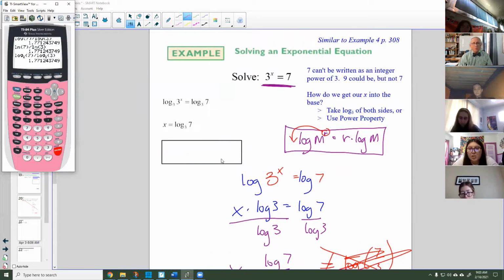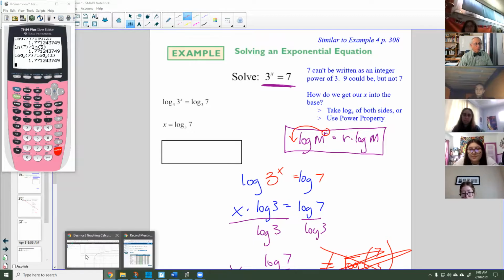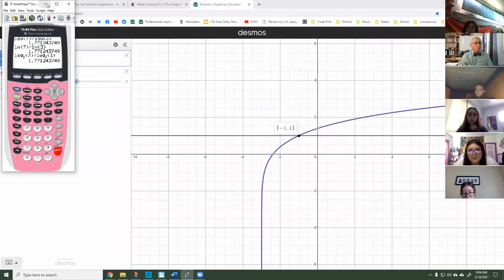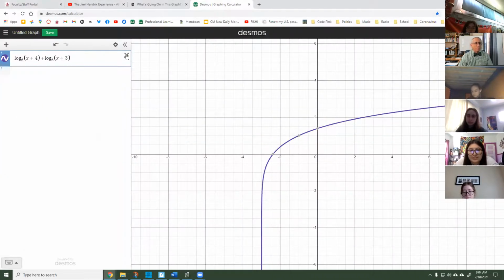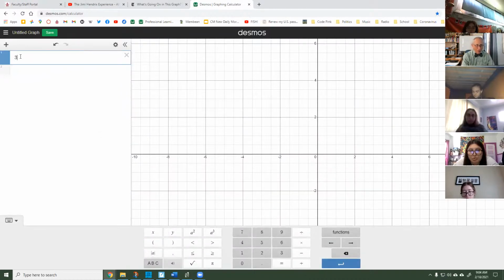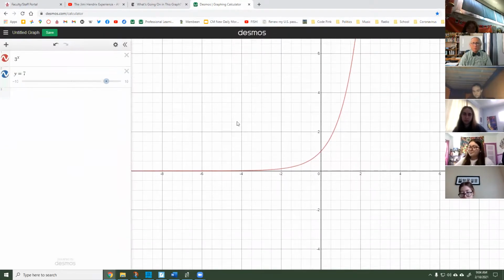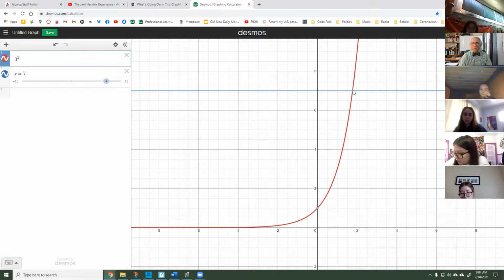Then, as you all know, I go to graph it. 3 to the x equals 7. So I'm going to go back to my graphing. Whoa, I didn't want that. How'd that happen? There we go. First, I'm going to graph 3 to the x. That's a nice exponential graph. And it equals 7, so y equals 7. Oh, that's way up here at the top. I got to scroll down here. And I find out that happens at 1.77. Answer is correct. Super duper.